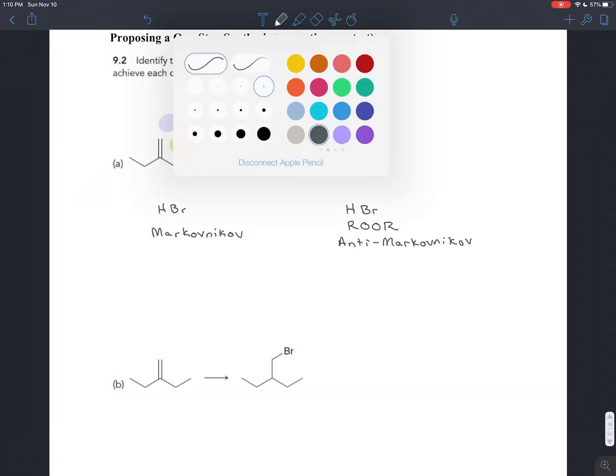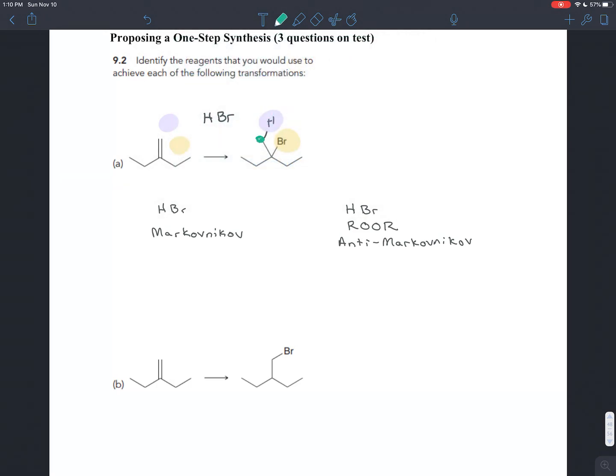So let's look at our product and see where the hydrogen went. The hydrogen is attached to a carbon that's just bonded to one other carbon, so that's primary.